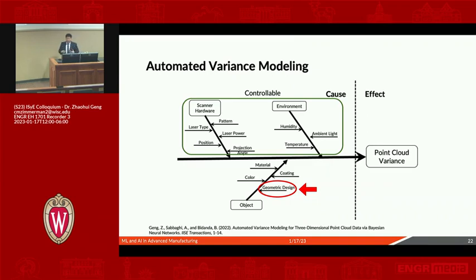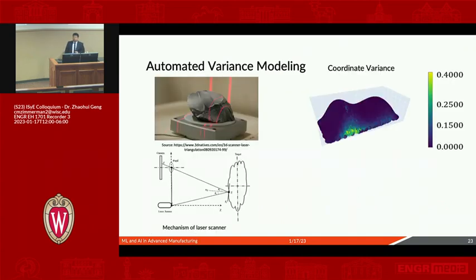So therefore, our objective is to see how we can build a model between the geometric design and the variance of the point clouds, right? To do that, we need to understand the mechanism behind these laser scanners, right? So here we have the mechanism of the laser scanner. It's quite simple. We project laser stripes onto the surface of the object, and then we collect the reflection utilizing a CCD camera. The variation actually appears in this area, in how this laser interacts with the material, right?